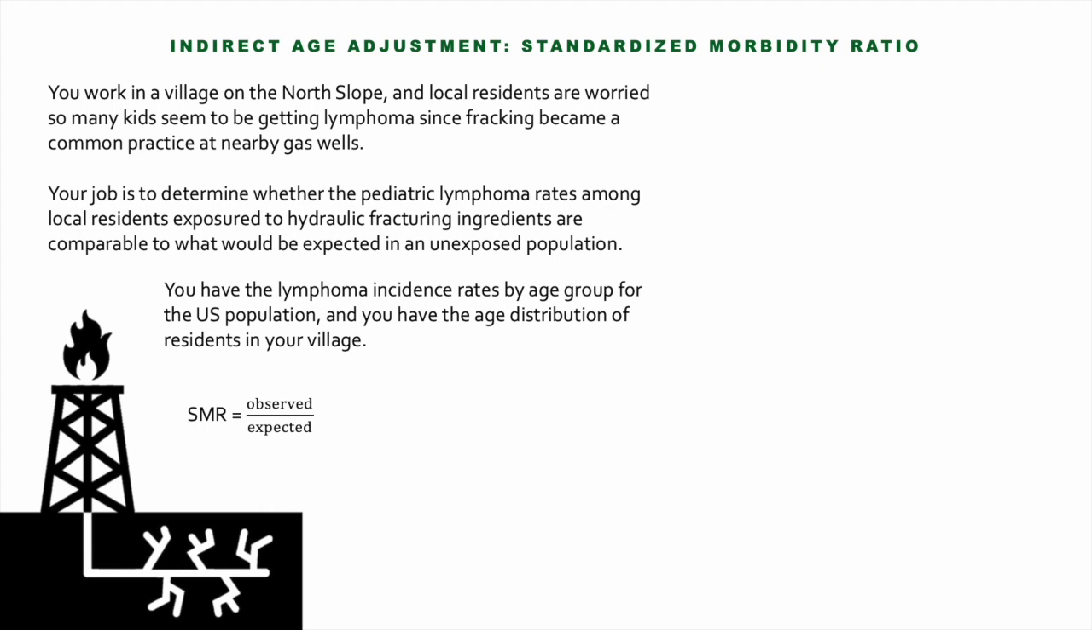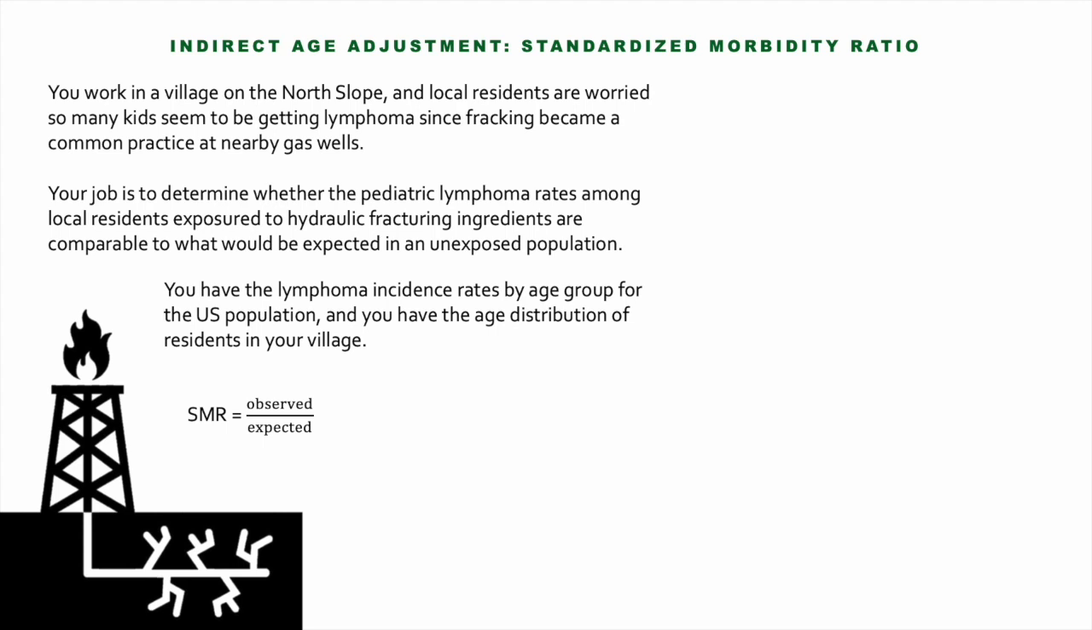Indirect age adjustment is often used when you don't have a good comparison group for your exposed group. This is often used in occupational health studies, where you want to study a group of miners or factory workers, and you need to apply rates for a condition from the general population to your occupational group to determine if their rates are similar to people who are not in that profession. Let's go through an example.